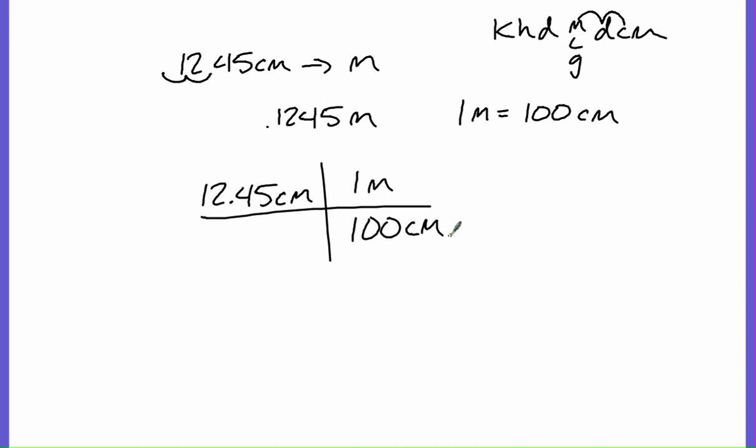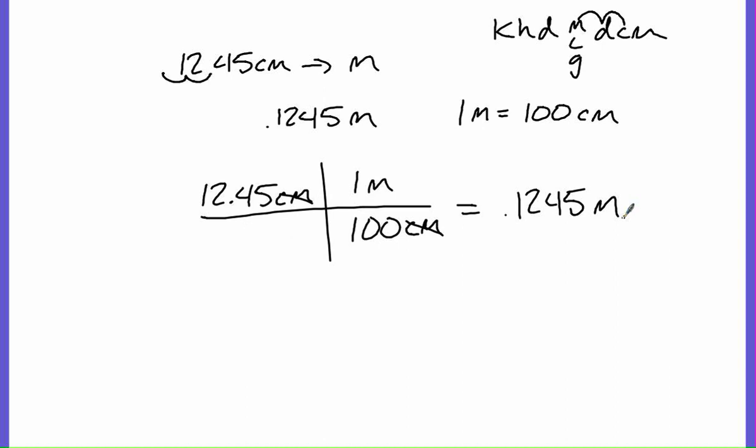But to show your work appropriately using dimensional analysis, you have to set this fraction up the way I have so that centimeters cancel out. And you multiply and divide, right? You don't really need to multiply by 1, so you'll just take 12.45, divide it by 100, and you'll get the same answer we got before in meters, 0.1245. But this version shows the work a little bit better, and it tells you why you moved the decimal the way that you did.